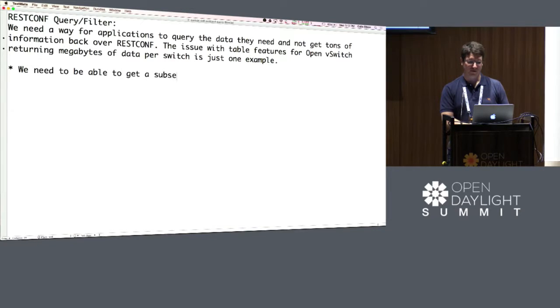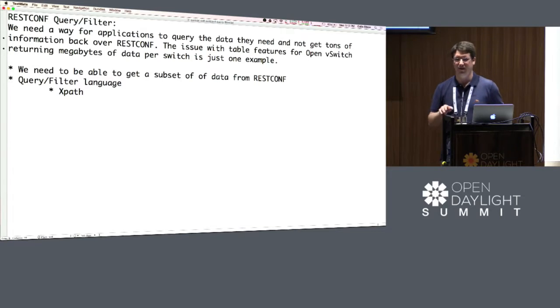The question would be, there's a query filter language question. What query filter language would you like to use? There's XPath, and I don't even know if it's capitalized correctly. Given that we have basically a DOM data tree, it seems like XPath is an obvious choice. I don't know how much people like or dislike XPath.